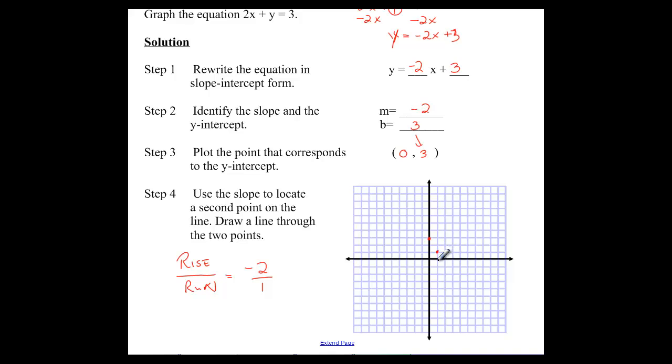I can do that a couple more times. Down 2, to the right 1, down 2, to the right 1. You can see, without knowing the coordinates of these points, that it is clearly forming a straight line. So let's graph that line. I should be able to travel from one point up 2 and back 1, and continue to hit points along my line.